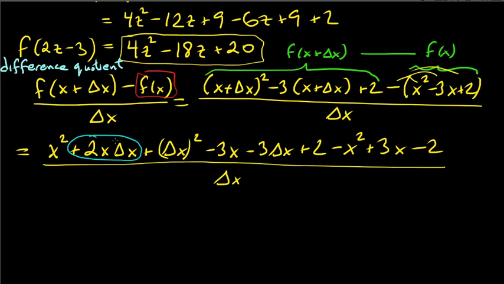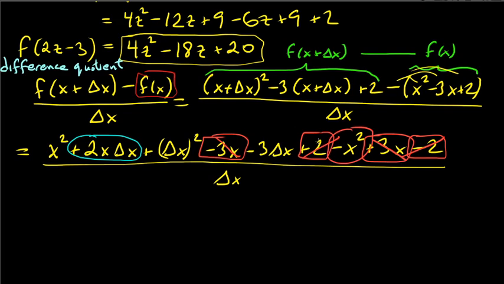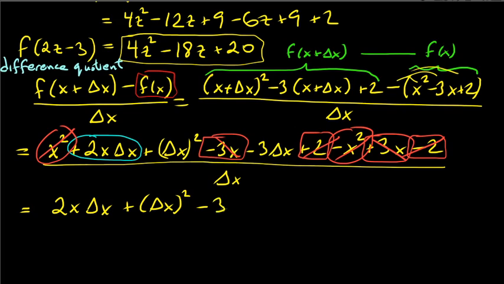Okay, so notice what else happens here, right? We get positive 2 and negative 2. That adds up to 0. We have positive 3x and negative 3x. That also adds up to 0. And we have negative x squared and positive x squared. That also adds up to 0. So the numerator is a lot simpler than it was. It's just 2x times delta x plus delta x squared minus 3 times delta x, all divided by delta x.